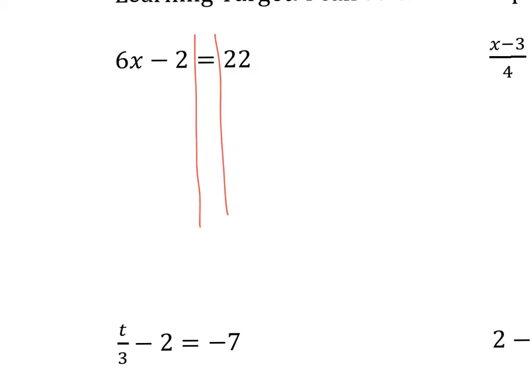Okay, then the next thing we want to do is isolate our variable. Okay, so here we have our variable x. I'll highlight that here, right? We have x, and we want to get that on a side all by itself. That's what isolate means, okay?